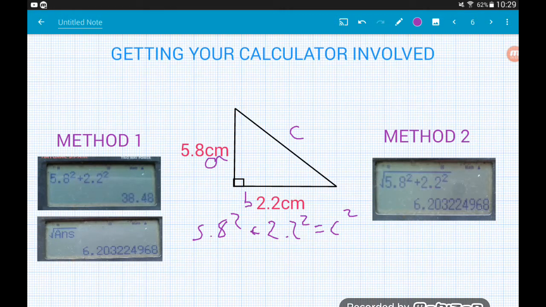So here, if we were to do this to one decimal place, we would get 6.2 centimetres. So have a go at putting that into your calculators yourself, see how you get on, work out which method you prefer. Again, if you even want to break it down even further, work out the squares separately and things. That's completely up to you. Okay, let's have a look at another example.